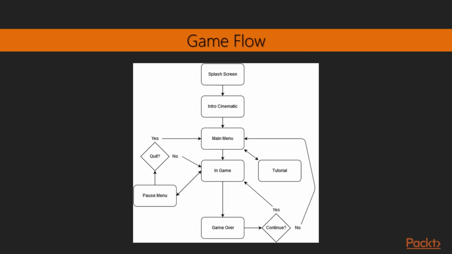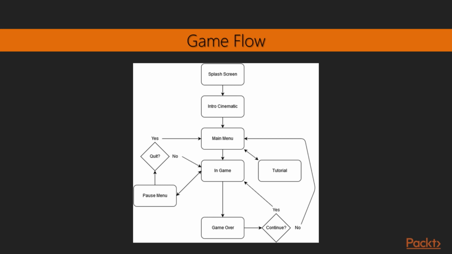Let's plan the game flow. We will start creating our game structure by planning the game flow. Game flow is the overall flow of our game from the moment it's launched to finally quitting the game. From the game flow, we will be able to see the big picture of how our game is going to work. For example, a typical game flow may look like this.